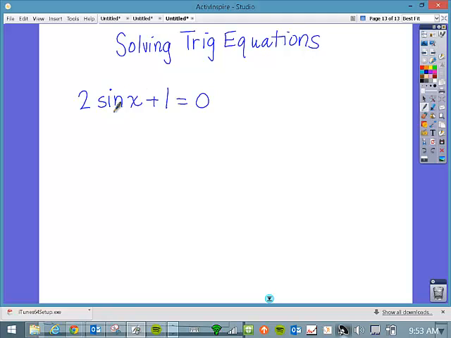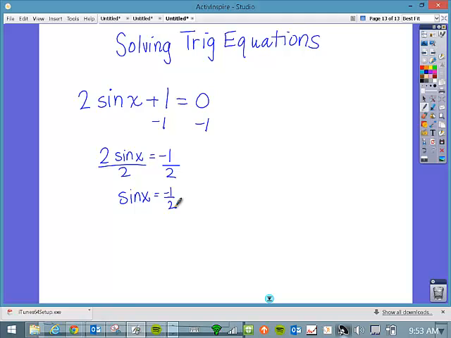isolate your trig function. So first thing that's got to go is the 1. I'm going to subtract 1 from both sides and then divide by 2. So again, I'm not using the inverse trig function here. This is just sine of x.